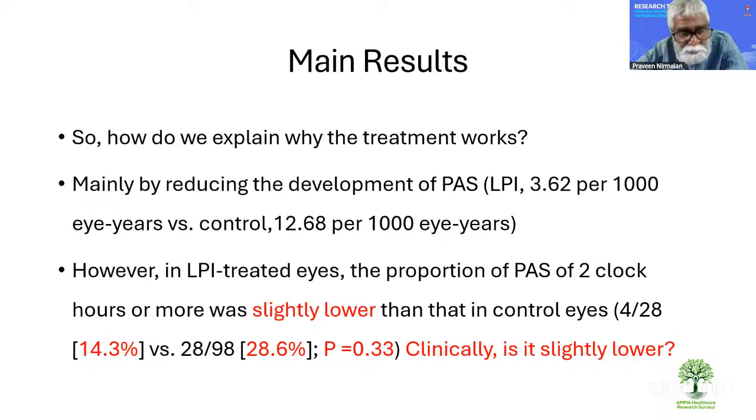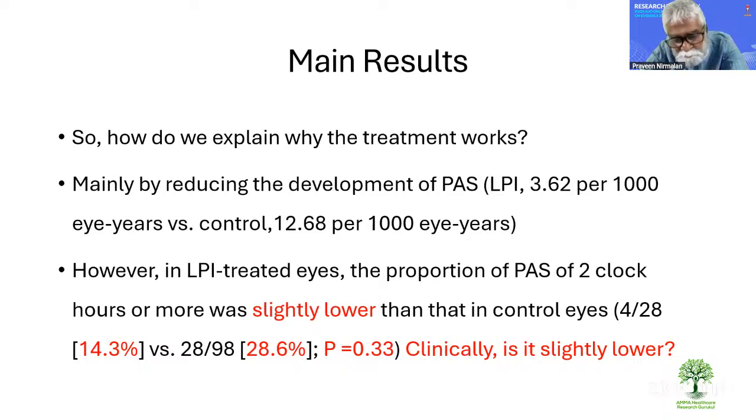They said LPI works primarily by reducing the development of PAS. And you can see that in the LPI group, there was 3.62 development of PAS. In the control group, it's 12.68. In the article, they also say that in LPI-treated eyes, a proportion of PAS of 2 clock hours or more was slightly lower than in control eyes. And look at the percentages there, the proportions, 14.3% versus 28.6%. So in the LPI group, PAS of more than 2 clock hours was 14.3%. In the control eyes, it is 28.6%.